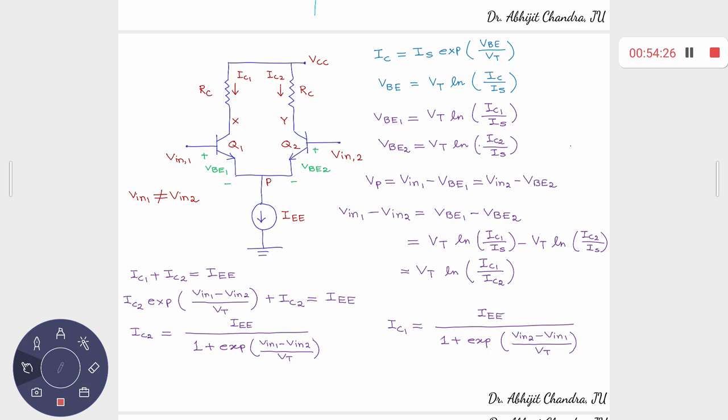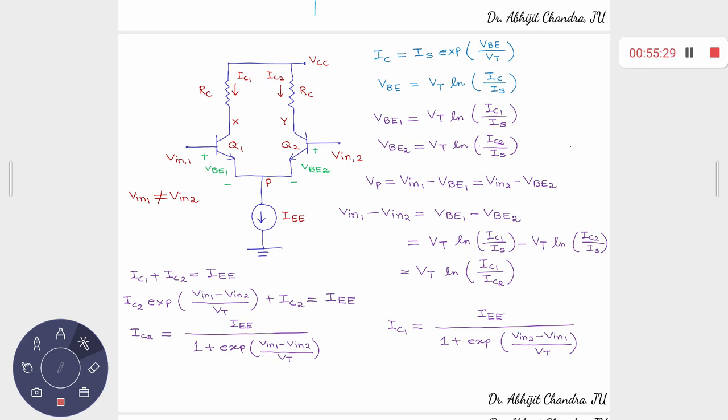If Vin1 minus Vin2 is equal to VT ln IC1 by IC2, from this expression you can represent IC1 in terms of IC2. This is nothing but exponential of Vin1 minus Vin2 upon VT, multiplied with IC2. Clear? So IC1 is equal to IC2 times exponential Vin1 minus Vin2 upon VT. Plus IC2 is equal to IE. Two equations, one is this one, this is the second equation. So IC2 is given by IE by 1 plus exponential Vin1 minus Vin2 upon VT. That is the expression for IC2. Correct.